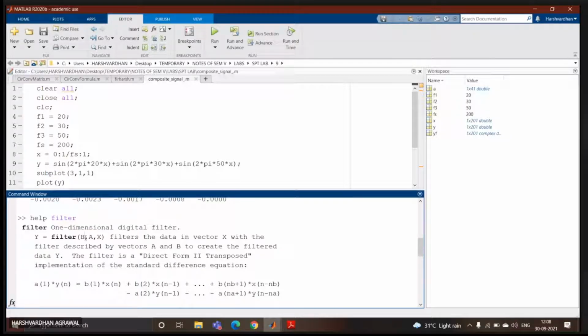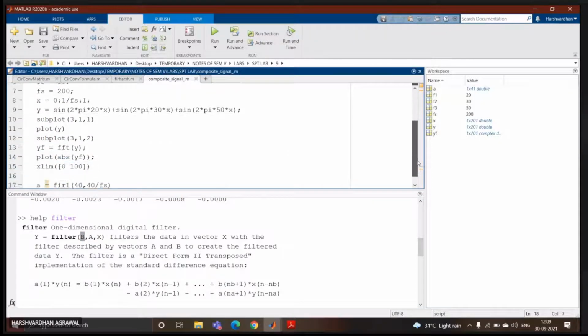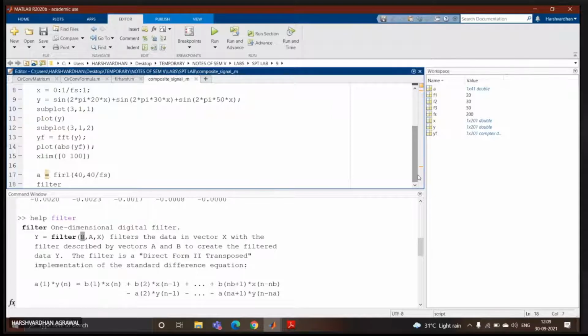Actually, this filter command uses the IIR structure by default. That means the numerator coefficients as well as the denominator coefficients. So actually in the FIR case, we don't have a denominator. Okay, B will be 1 here, sir. Yes, very good. So A will be 1, not B. B is our FIR coefficients. A, we got it from FIR1, sir.